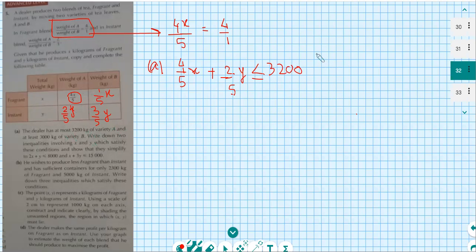What about the second one? The second one will be leaves of variety B, 1 over 5x plus 3 over 5y, and its total weight is at least, or less than or equal to, 3000 kg.